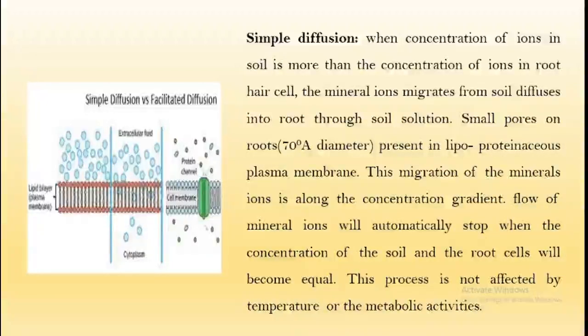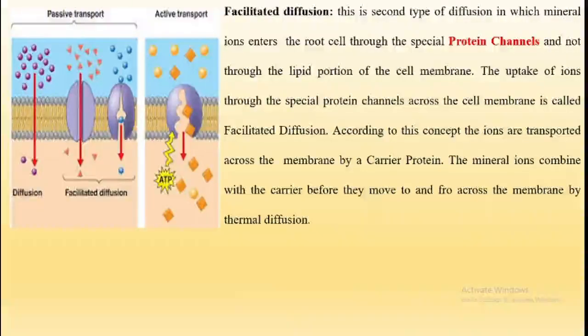Flow of mineral ions will automatically stop when the concentration of the soil and the root cell becomes equal. This process is not affected by temperature or metabolic activities. Now, second is facilitated diffusion.